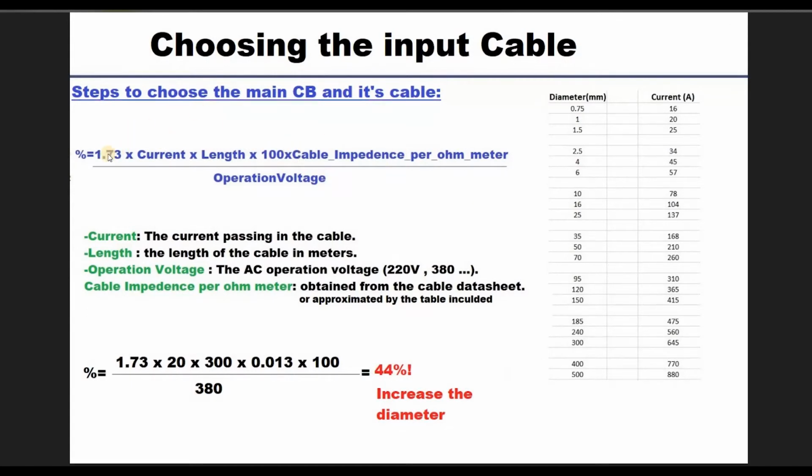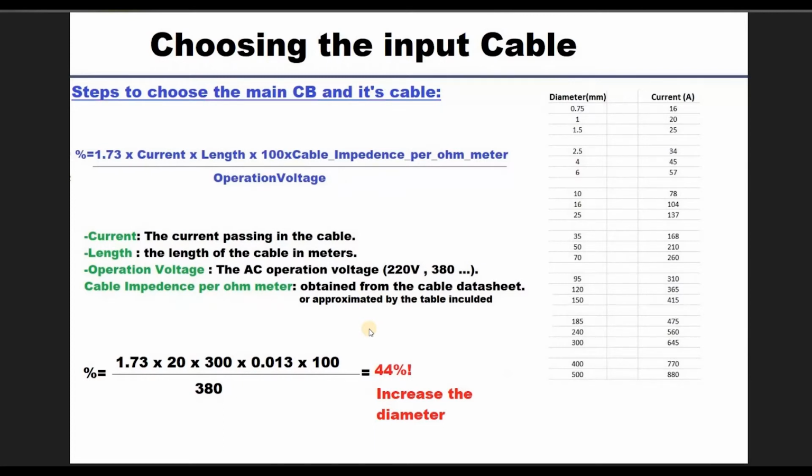So what is this formula? 1.373 times the current. The current is the total current of your electrical panel, in our case 25. The length, in our case, is 300 meters, times 100, times the cable impedance in ohm per meter. As I said, according to that table, it's 0.013. We'll take a look at that table in a second. And the operation voltage here is 380 volts. If we apply this, we get a 44% voltage drop. That's way more than 3%.